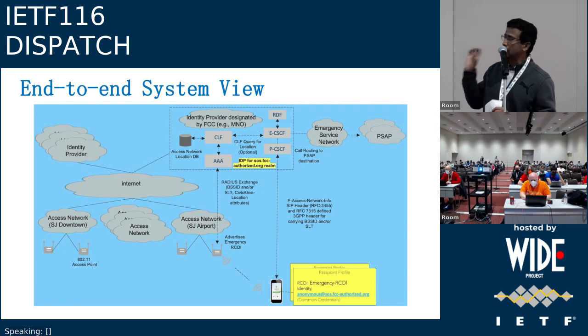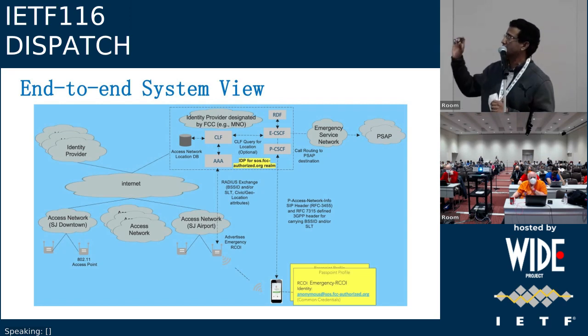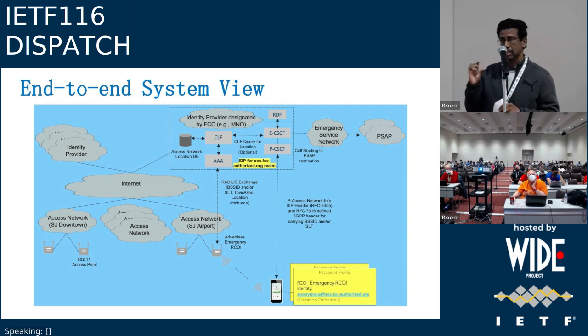So the elements in the system are the Passpoint profile, the ability to discover a network which supports emergency calling, attachment, obtaining the service configuration, making the 911 call, and the location. How do we solve the location problem? In the SIP architecture, the endpoint can signal its location in the P-A-N-I header, but how can the network trust that it's the true location? Here, we are saying the access network can also signal the location.